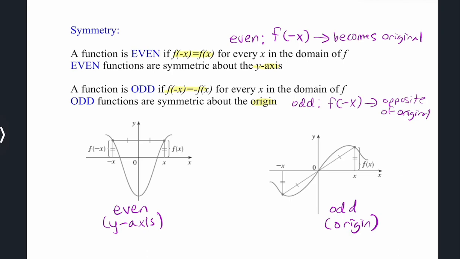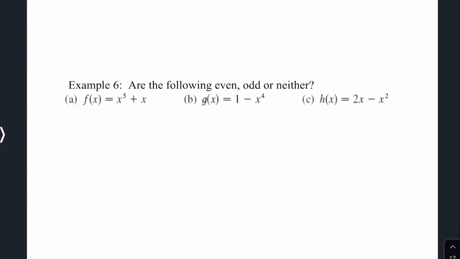This is nothing new. We've done this lots. And you can test it many ways. If you're given the graph, you can just look at it. If you're given the function, you can test it by plugging in negative x. Now, if pieces of the parts of the function change and some pieces don't, especially for a polynomial, it may not have any of these particular types of symmetry. So let's practice just figuring out if something is even, odd, or neither.